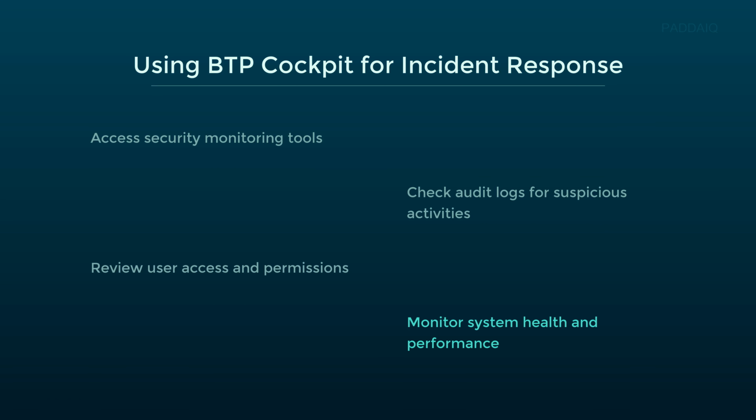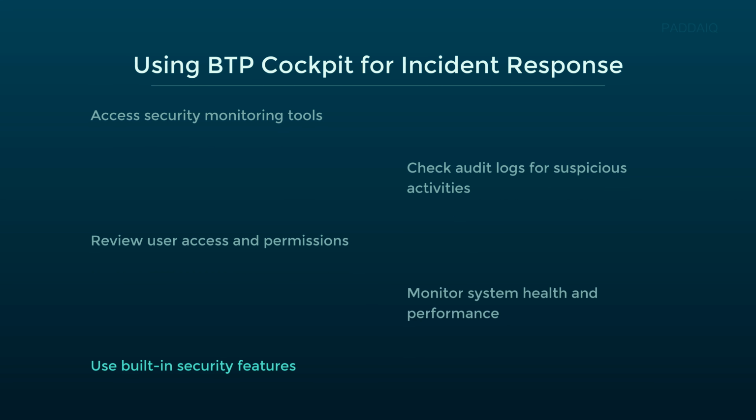Monitor system health and performance. This means continuously checking your SAP systems to ensure they are running smoothly and efficiently. For example, if an online store slows down during a sale, you can use the cockpit to quickly identify and address the performance bottleneck. Staying proactive with these checks helps prevent major issues before they impact your business.